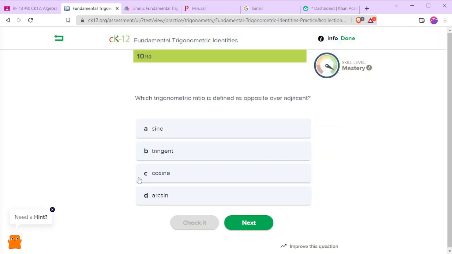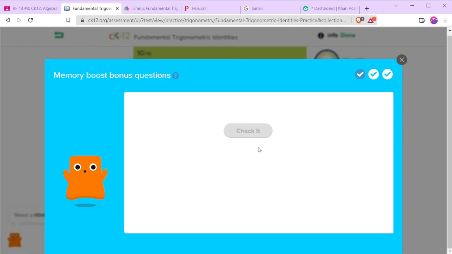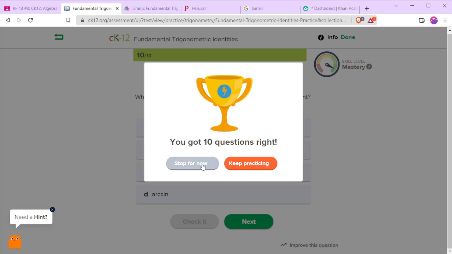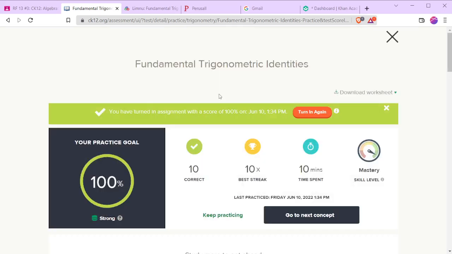So we've got 3 memory boost questions, which appear to be new and perhaps not even loading. Okay. Anyway, we can stop for now because we are done. We can even turn in the assignment. All right, and this completes the solutions for the fundamental trigonometric identities.